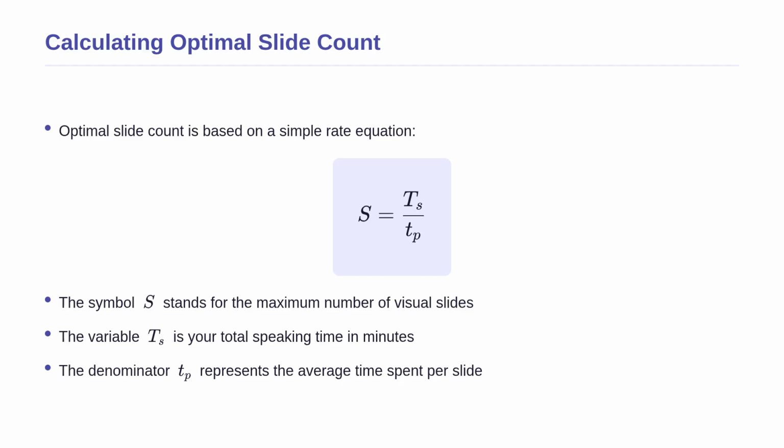The equation is S equals T sub S divided by T sub P. In this rate equation, S stands for the maximum number of visual slides you should include in your deck.